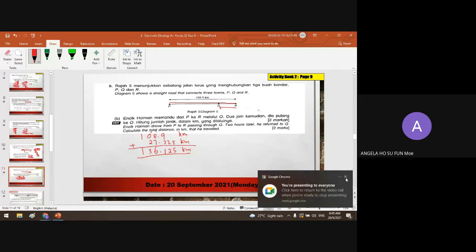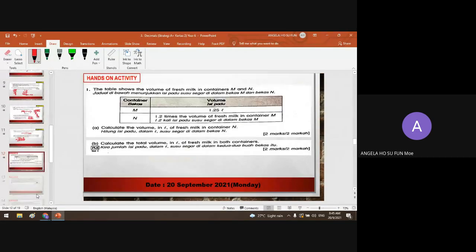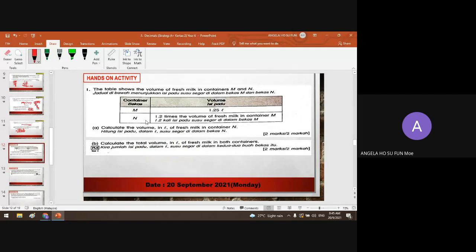After that, now we go on to the hands-on activity. Teacher already prepared 4 questions for you. This is not in your textbook or in your activity book. This is extra exercises for you. Look at question number 1. Everybody get ready a draft paper, or even your exercise book also can. You can do the calculation and tell me what is your answer.